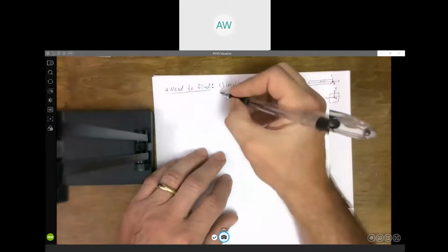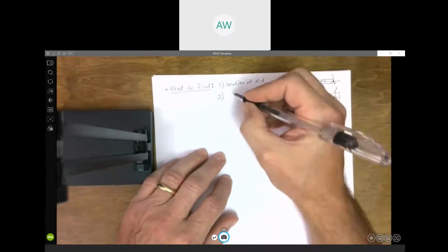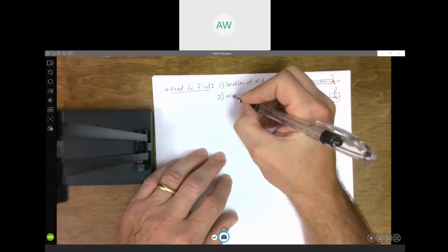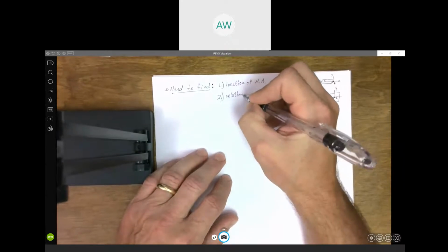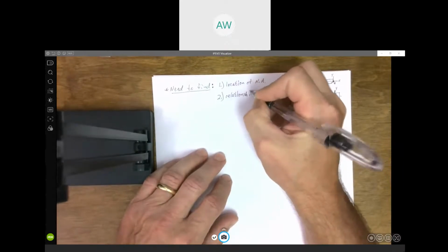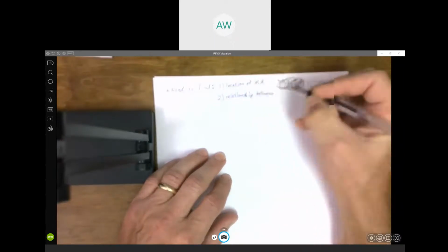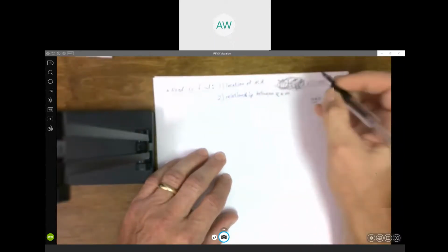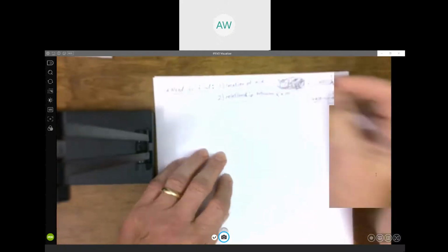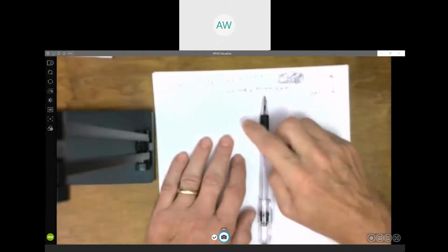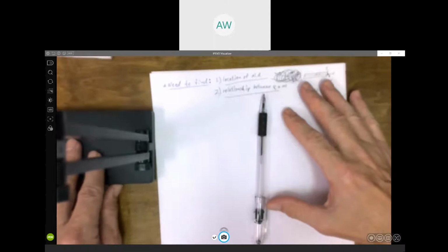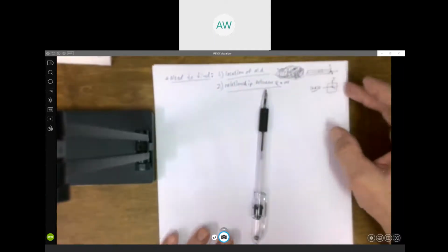The second one is what I had mentioned before. We want to know what's the relationship between rho and M. All right, so those are the two things that still need to be determined.